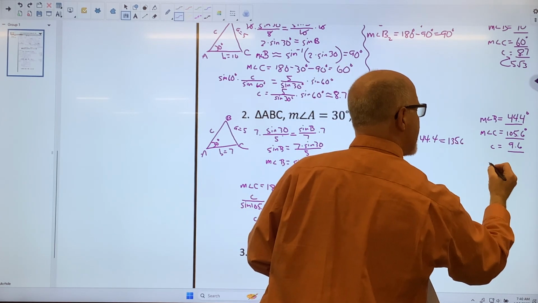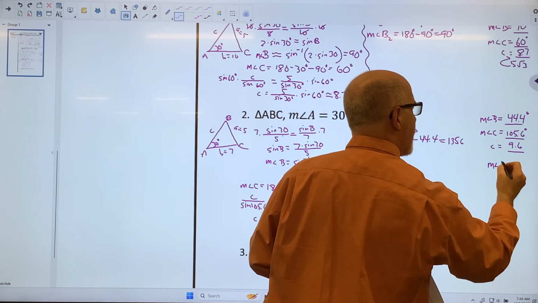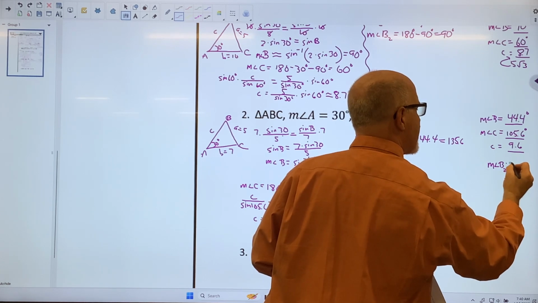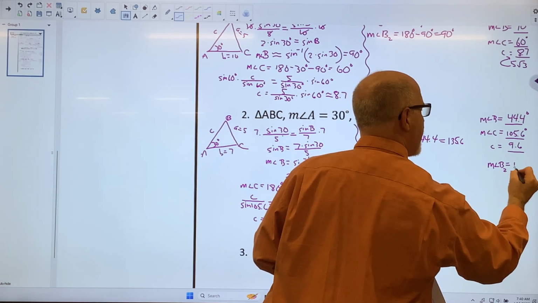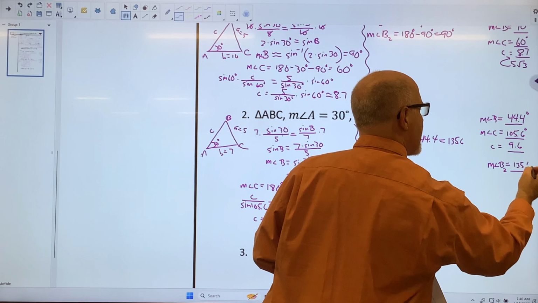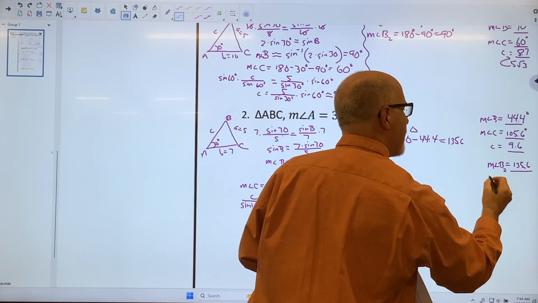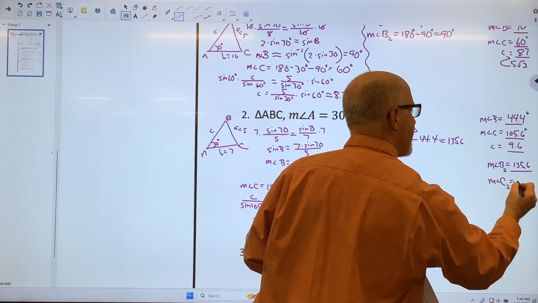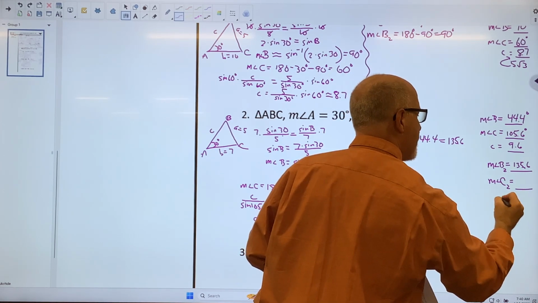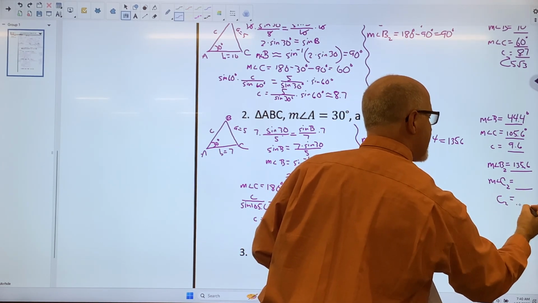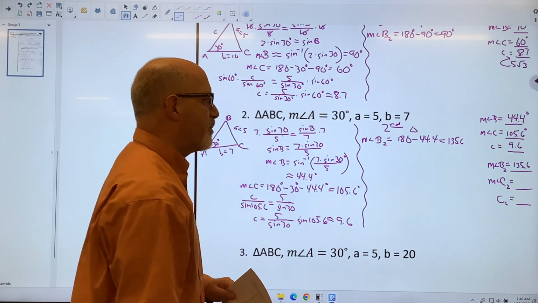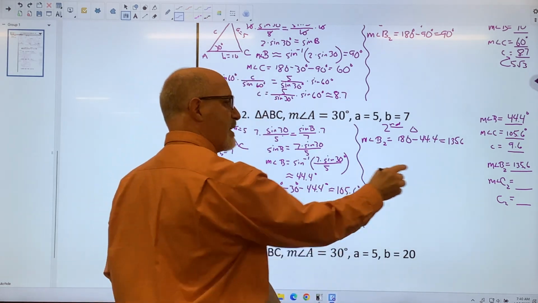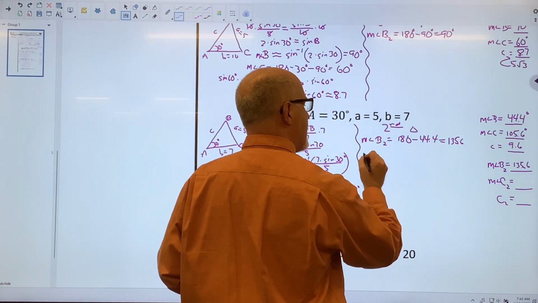So let's go ahead and see if that plays out. So the measure of angle B, the second one, is 135.6. Let's find my possible measure of the second angle C, and let's find the little c, the second c here to solve.